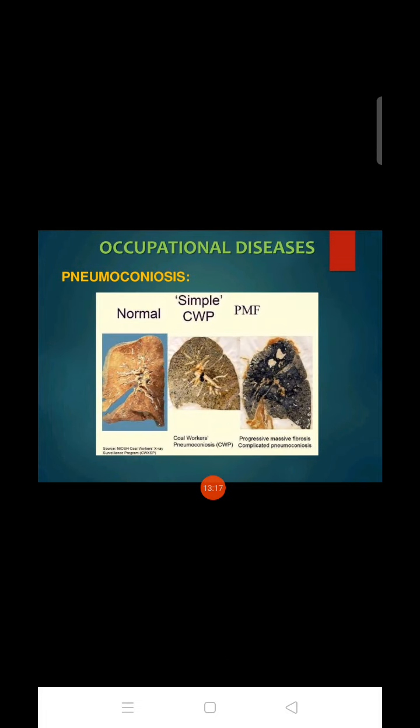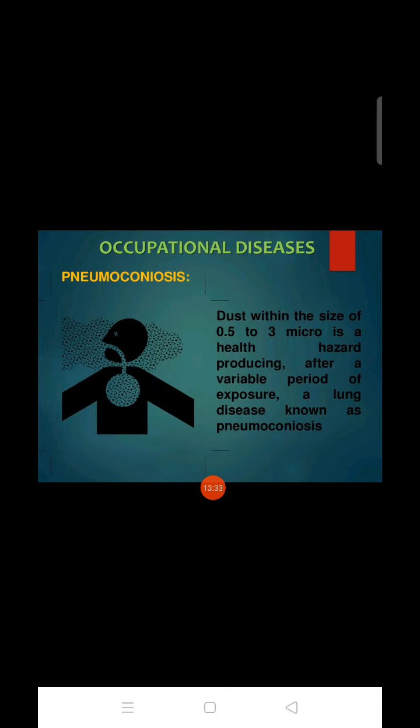Next, we'll see about the disease conditions in occupational hazard. The first is pneumoconiosis: normal lung, simple, and PMF. What is pneumoconiosis? Dust within the size of 0.5 to 3 microns is a health hazard, producing, after a variable period of exposure, a lung disease known as pneumoconiosis.